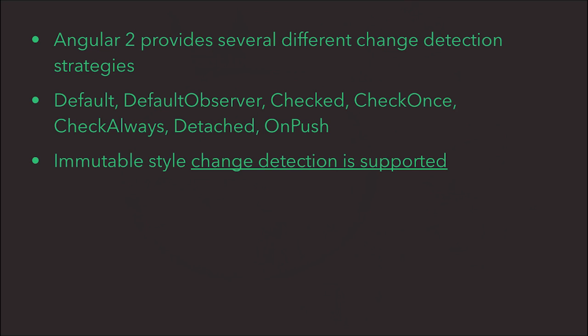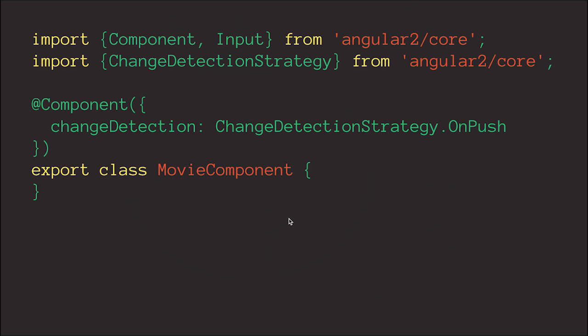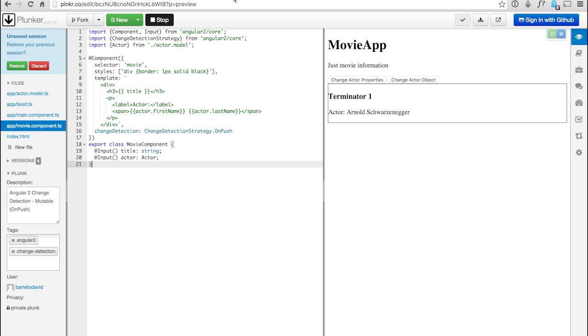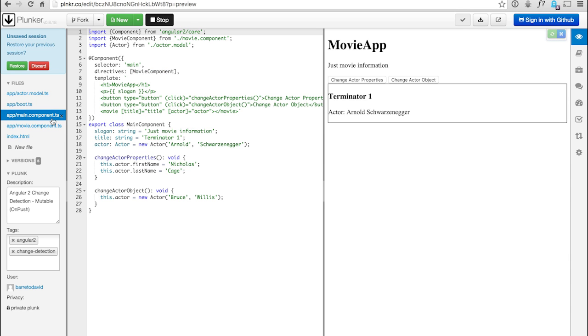And I've got an example here where we can see how immutable change detection actually works. So this example consists of two components. There's one component here, which is sort of the main component, and it's going to modify things in such a way that the immutable data structure Angular is expecting becomes out of sync.